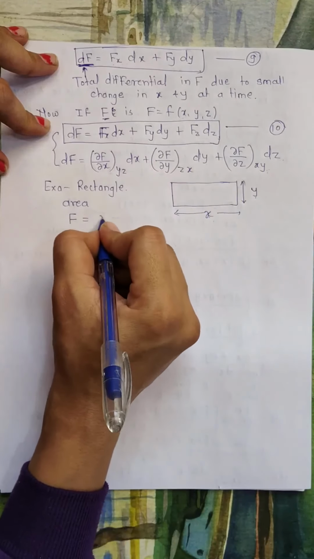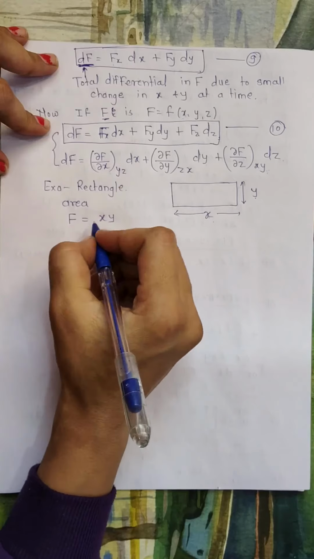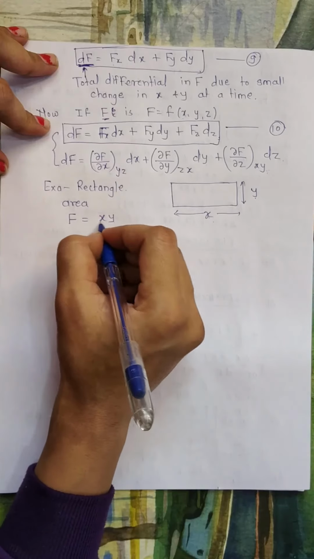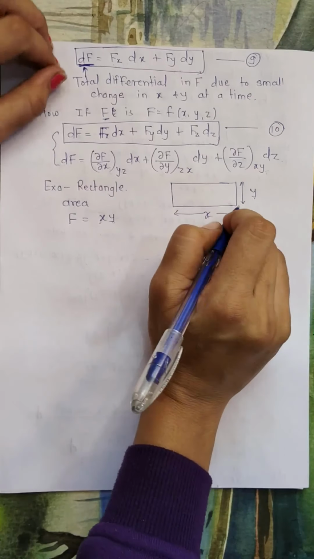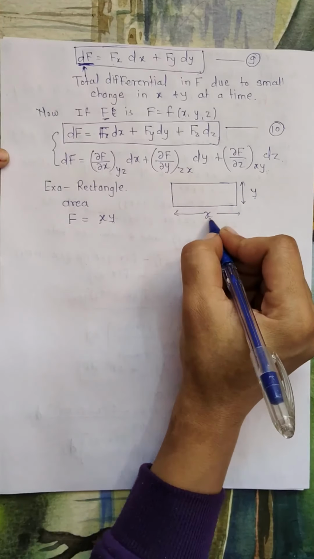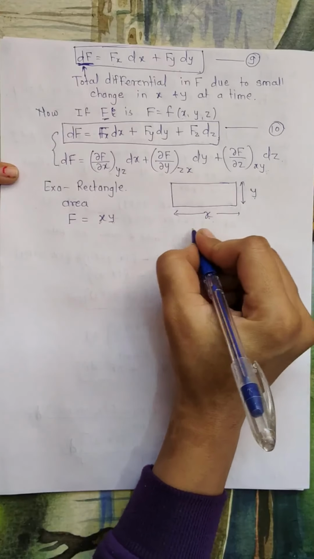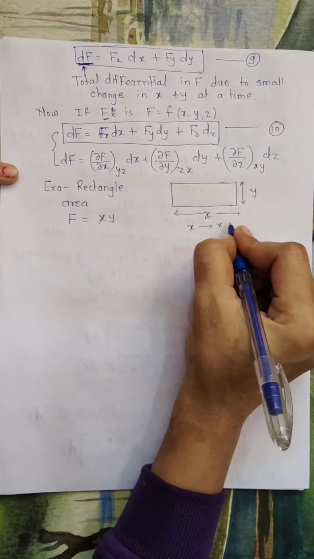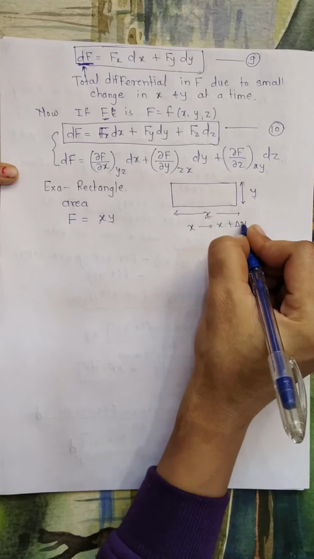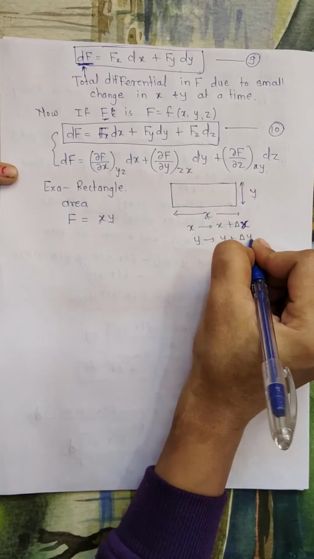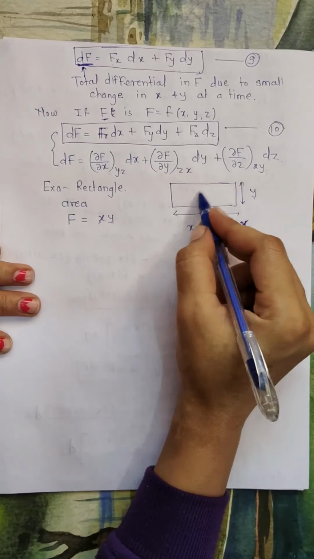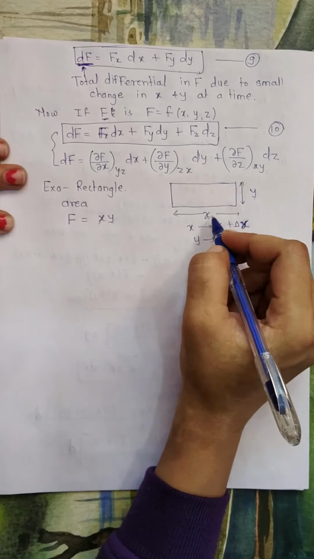So area f is equal to x into y. Now in this case, if there is change in f due to both change in x and y, meaning if I have to change the area of the rectangle, I have to change this x and y. That is, x I am going to change from x plus delta x, and y will be changed from y plus delta y. So ultimately this area will be changed.